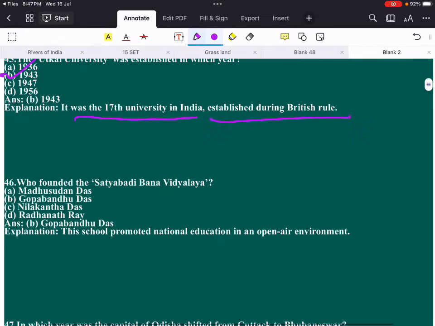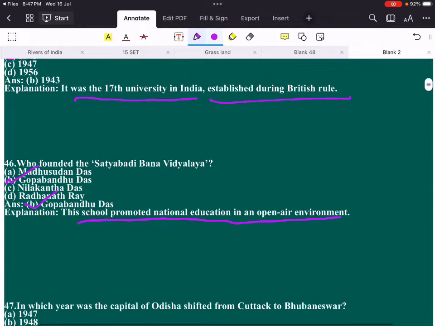Who founded the Satyavadi Banavidyalaya? That is Gopabandhu Das. Option B is the correct answer. This school promoted national education in an open air environment.